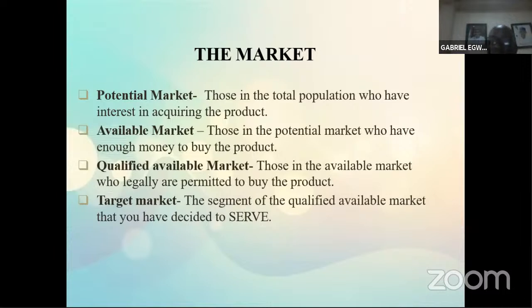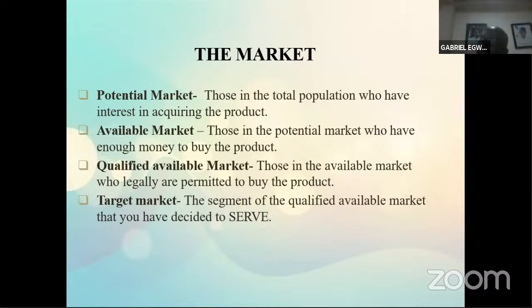There is the available market. Within your potential market, there are people who have enough money to buy that product. That's the available market. You would like this thing, but you can't afford it, but you are still a target in the market. Am I communicating? And the available market are those who have instant money to buy that product immediately.